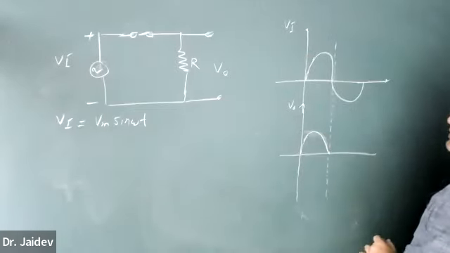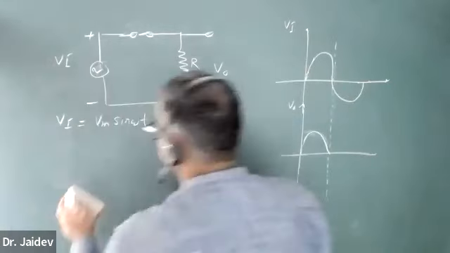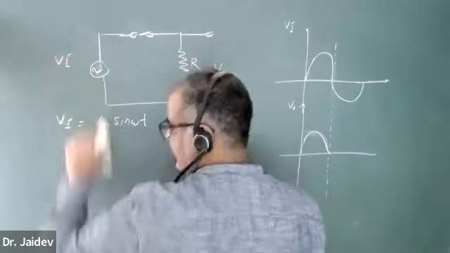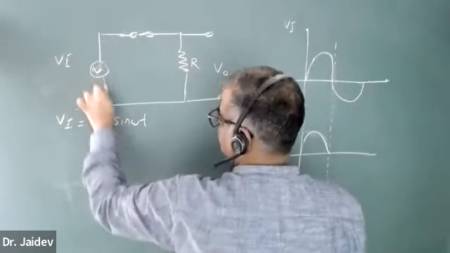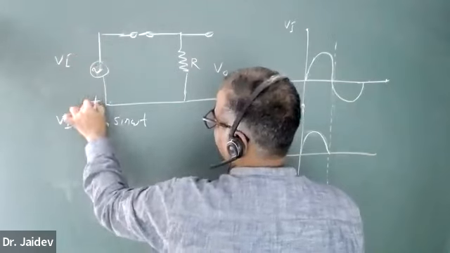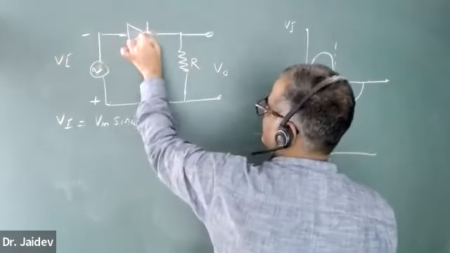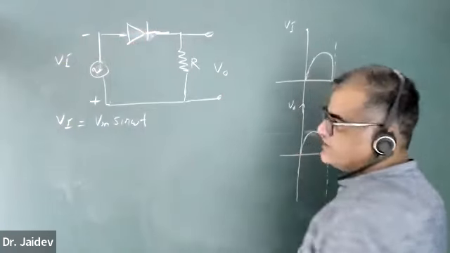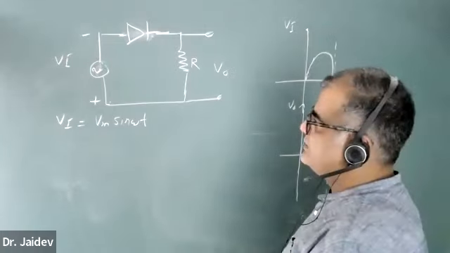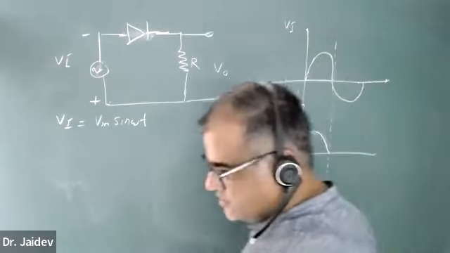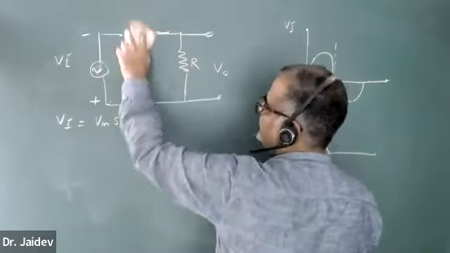Now, negative cycle, what will happen? When I say negative cycle, you have to understand what it means. Negative cycle means the terminals will change. This will become positive and this will become negative. Now this is your diode. Tell me, is the diode reverse biased or forward biased in this case? Reverse bias will be replaced by what? Open circuit. Make it open.